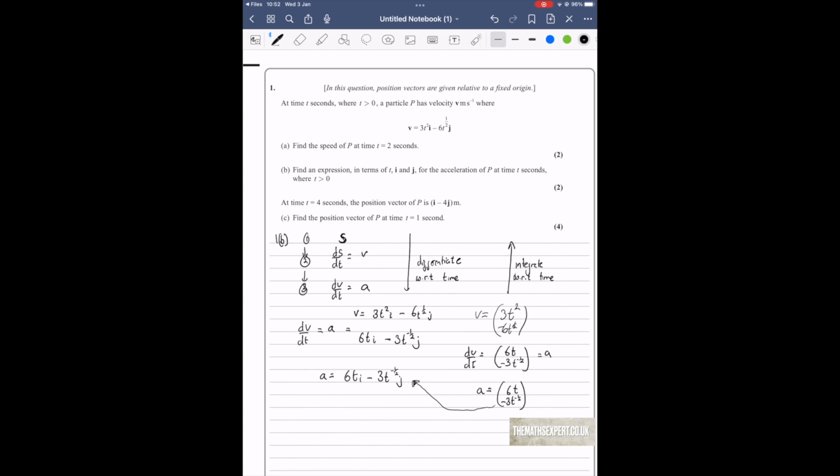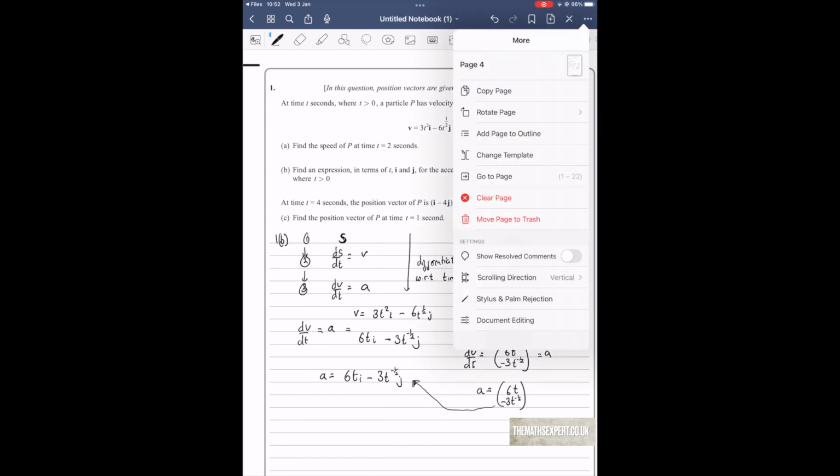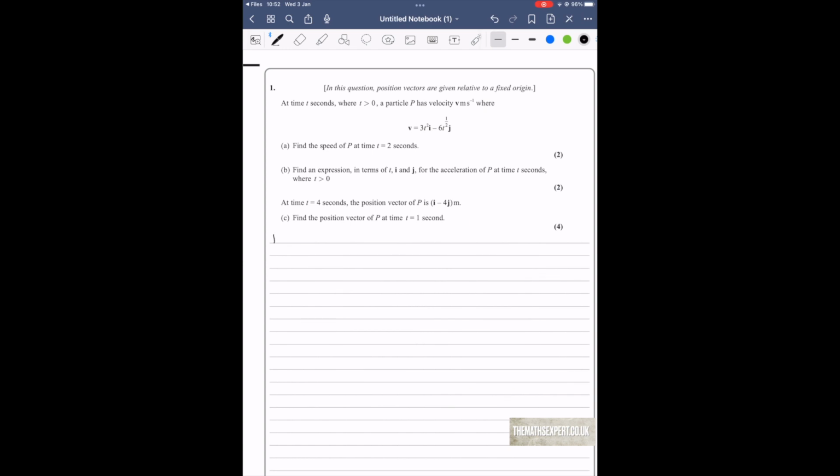I'm going to clear my page again, which is part 1C, which is to actually find the position vector P. That seems like we're going to go the other way. We're going to try and find s, the position vector, which is the displacement, right? And remember the relationship we said: s to v, you do ds over dt. v to a, you do dv over dt.